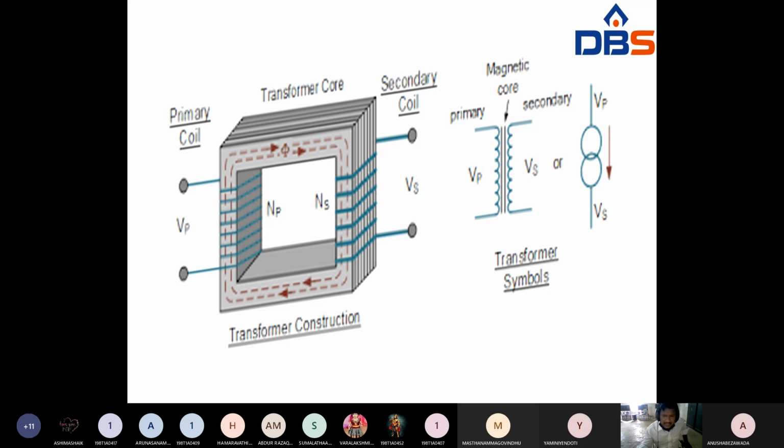The symbol of a transformer is like this. These are the number of turns: magnetic core, primary winding, secondary winding. That is the symbol of a transformer. Sometimes we have to draw the single line diagram. The transformer will be drawn like this, with primary voltage and secondary voltage.